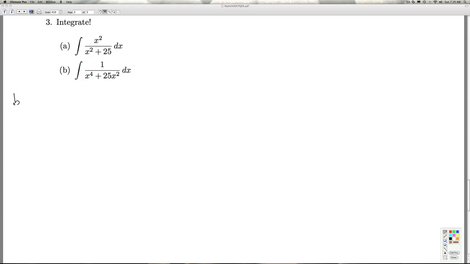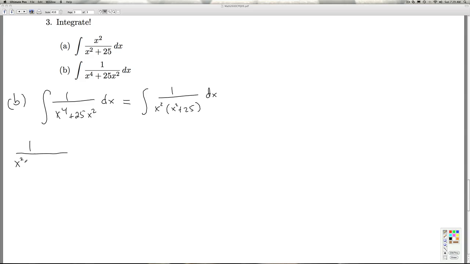Okay, part B now. We've got an integral 1 over x to the 4th plus 25x squared dx, which is the integral 1 over. We've multiplied the denominator now by x squared. So this is going to be one that we do by partial fractions. So the first step is to factor the denominator.